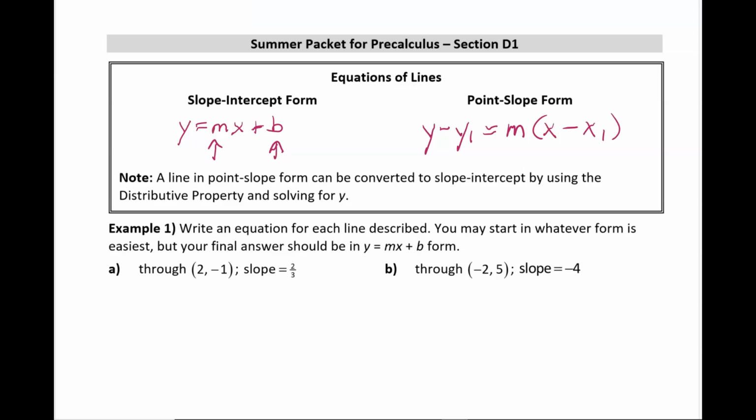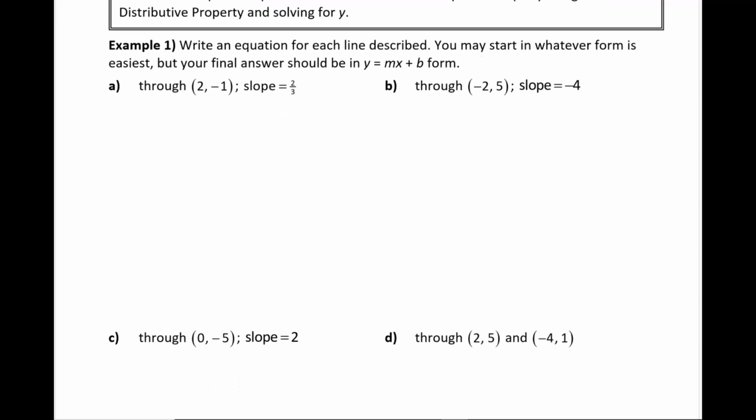So there are two types of problems that you should be able to do. Number one is if you are given a point and a slope, notice that's a point, that's a slope. We're going to write this in point-slope form. So let's remember what that looks like. y minus y1 equals m times x minus x1. And it's important that you realize that the y is the second coordinate, so subtracting -1 gives us +1. The slope is 2/3, and then x minus the x coordinate 2 gives us what goes inside the parentheses.